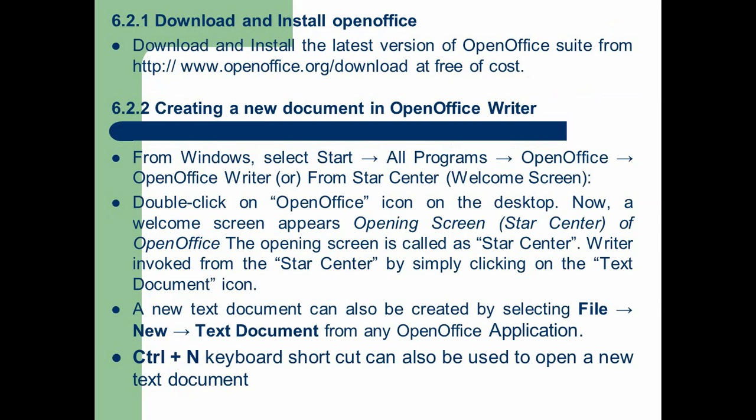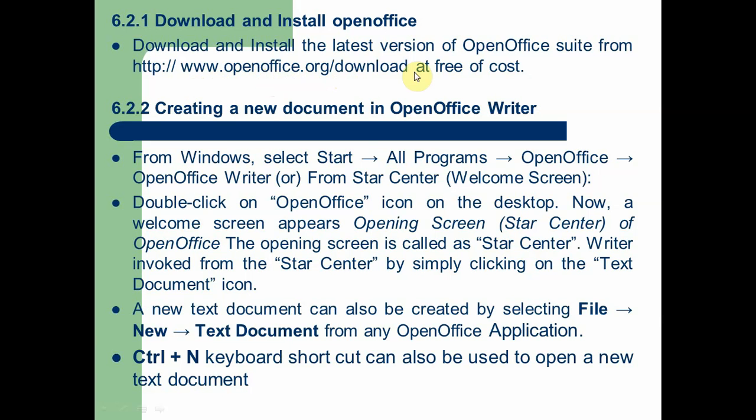Next, how can we get this OpenOffice software? Simply through the internet, on this website, www.openoffice.org. From the download page, we can simply download this software and install it on our system, and we can use this software. After installing OpenOffice Writer, how can we open it?